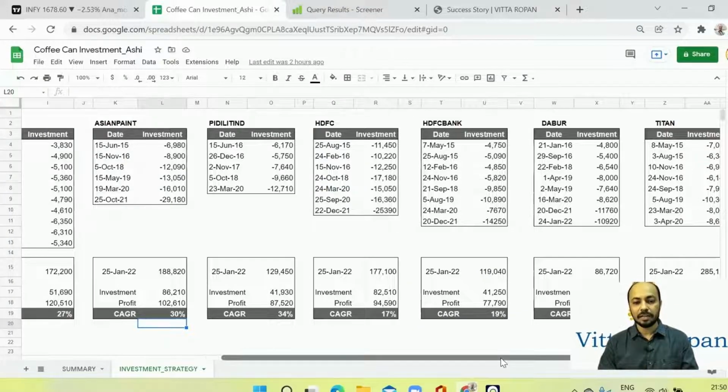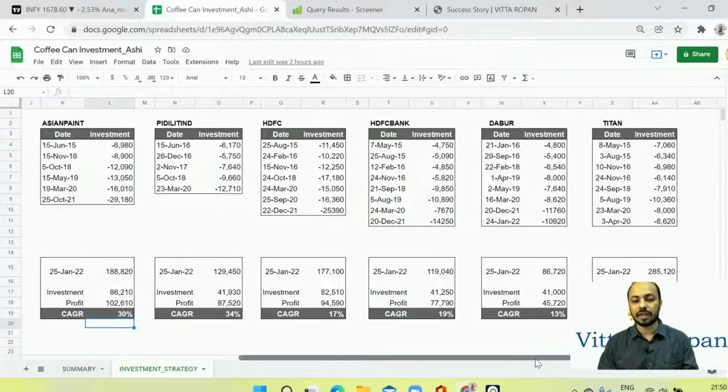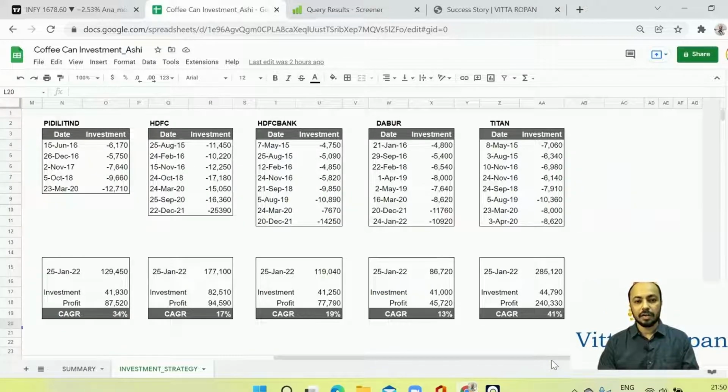Now coming back to HDFC Bank, the investment we have made is 41,250 and the current valuation is 1,19,040. Profit we have made is 77,790 with a CAGR of 19%. Now the second last company, that is DABUR, investment we have made 41,000. Currently the valuation is 86,720. Profit we made is 45,720 with a CAGR of 13%.